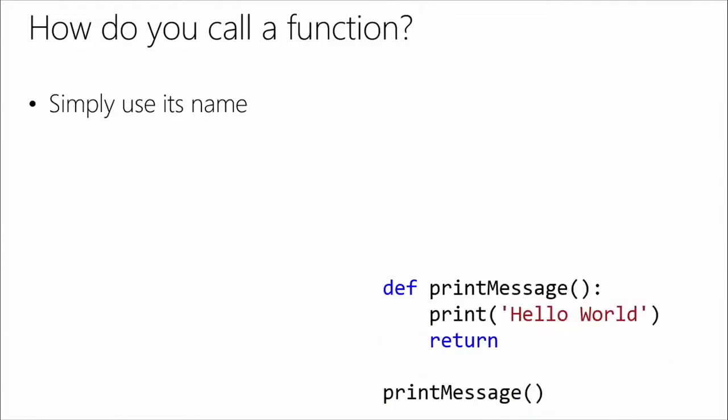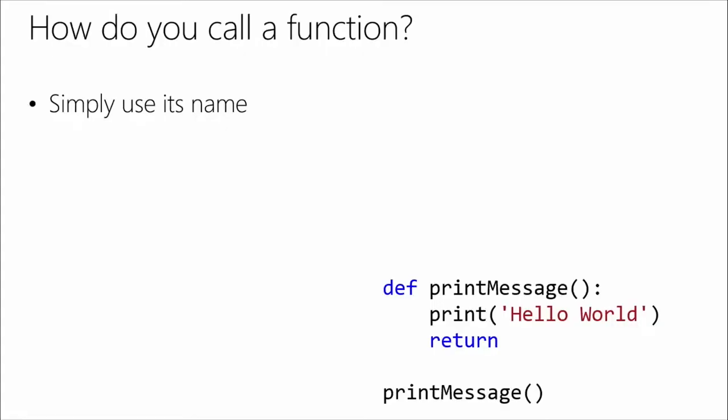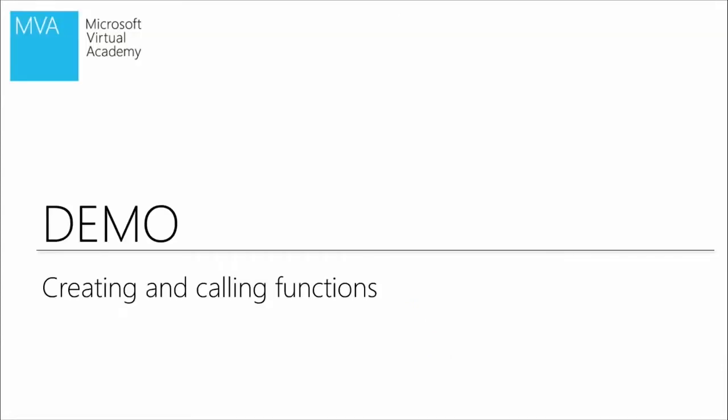So now the question becomes, well, how do we call it? Well, the way that we call it is really the exact same way that we've called other functions. If you remember calling open, if you remember calling print, all that we did was name, parentheses. Name, parentheses. That's it. So if we take a look here, you're going to notice, define print message. Print message. Done and done. That's it. Let's do it.